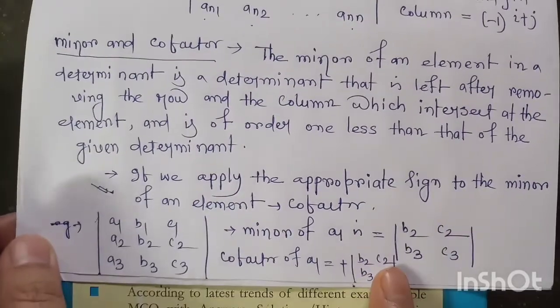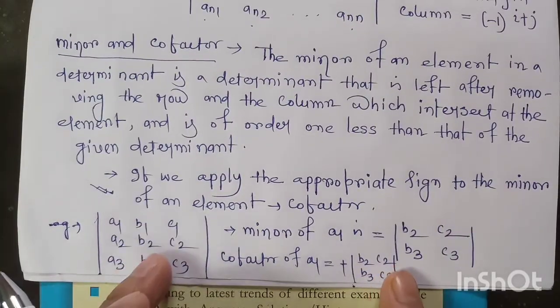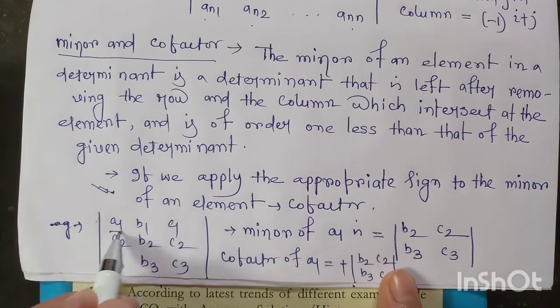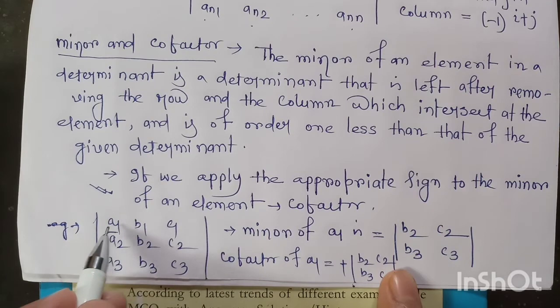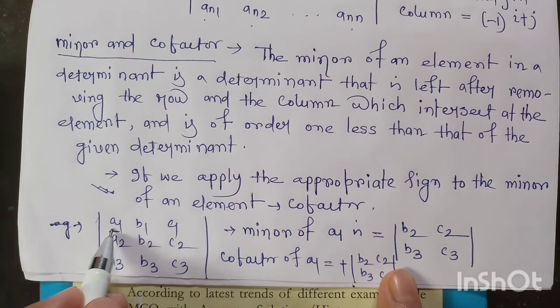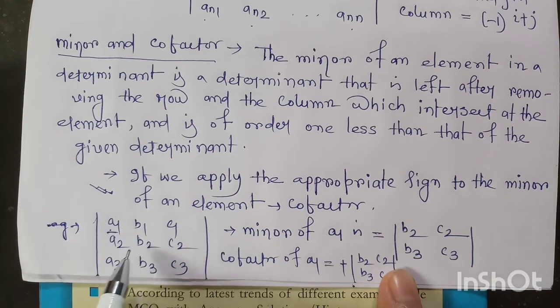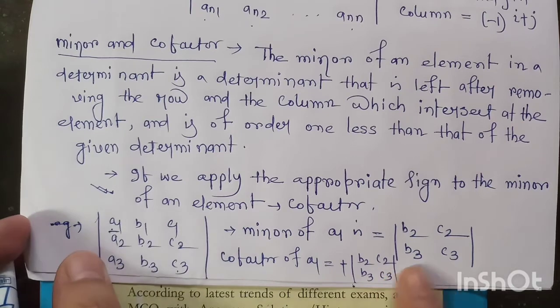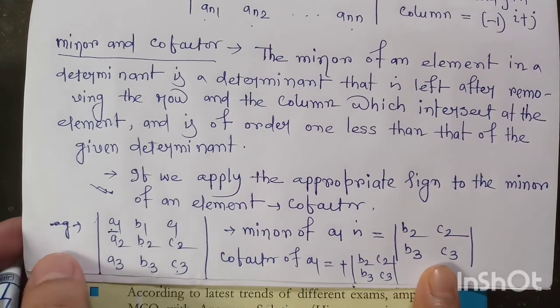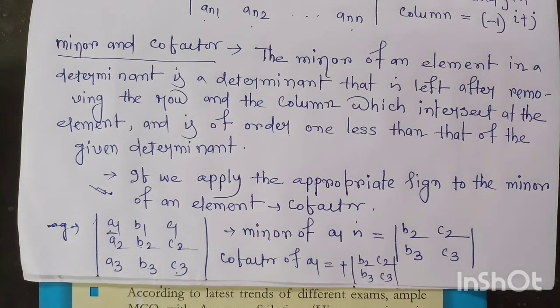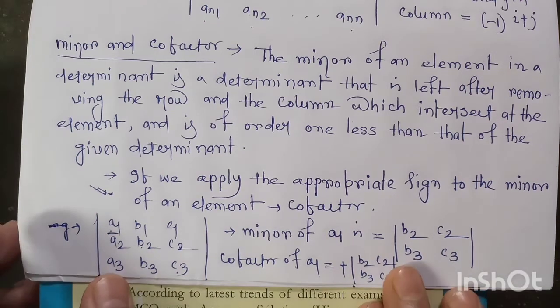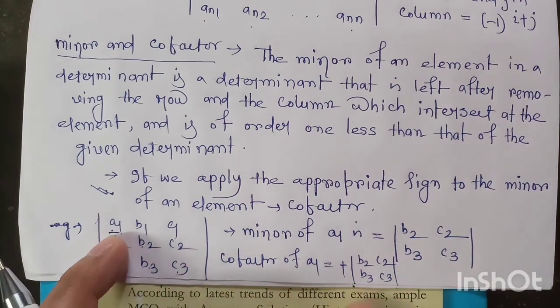Now one example you see, suppose this is a third order determinant. Suppose we want to find the minor of A1. After taking A1, the remaining elements of that respective row and the respective column where the element intersects, you remove. So B2, C2, B3, C3 are left. So this is the minor of the element A1. And cofactor, so what is the sign of A1? Plus. So this totally is the cofactor.